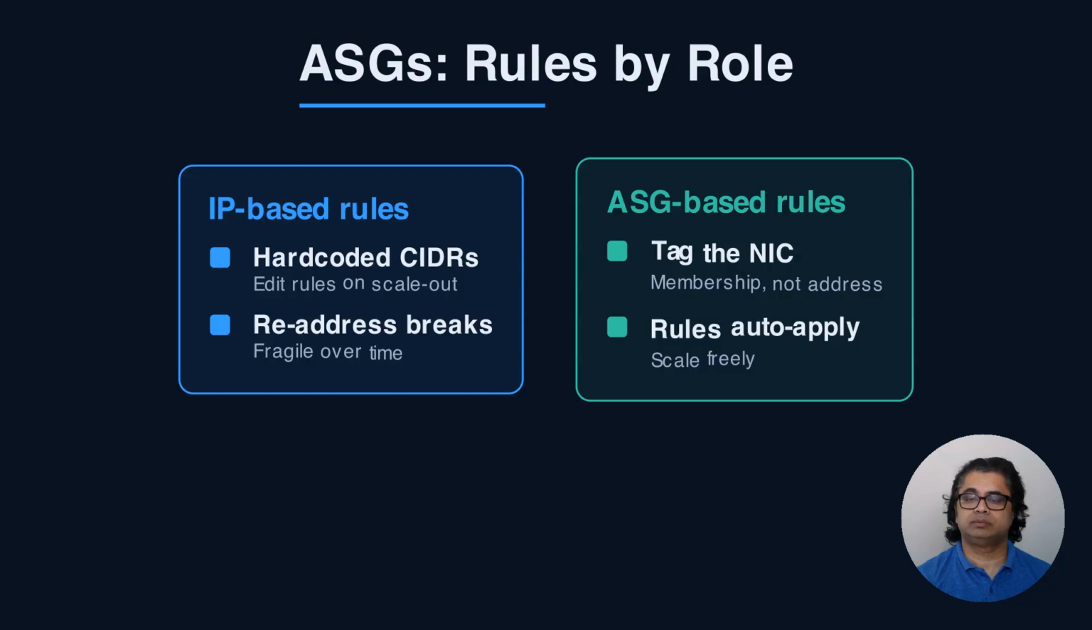So you create a web ASG and an app ASG and write a rule that says, allow port 443 from web to app. As you add more web servers, you just tag them, and the rules apply automatically with no change to the NSG. ASGs don't allow or deny anything themselves. They only describe membership. They live inside NSG rules, so they're a refinement of NSGs, not a separate control.